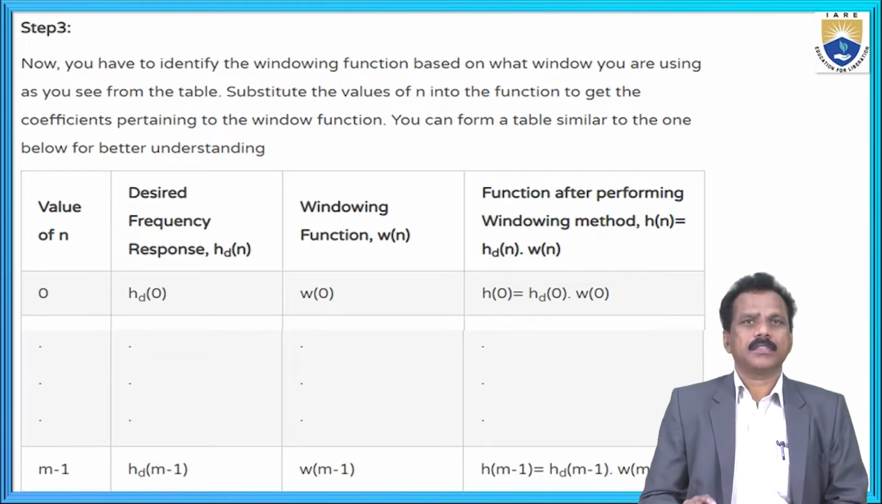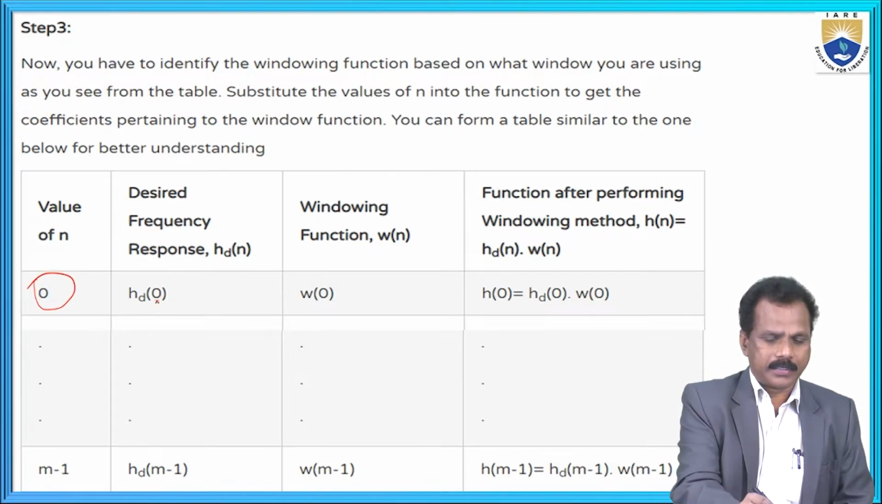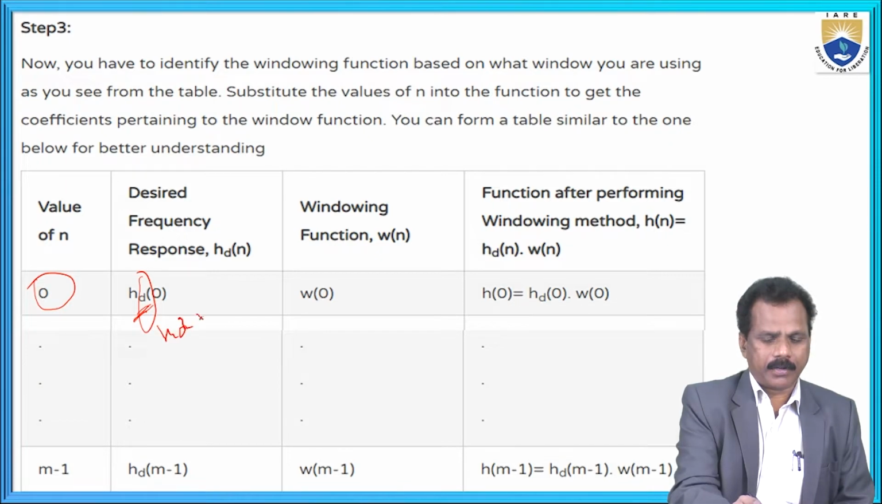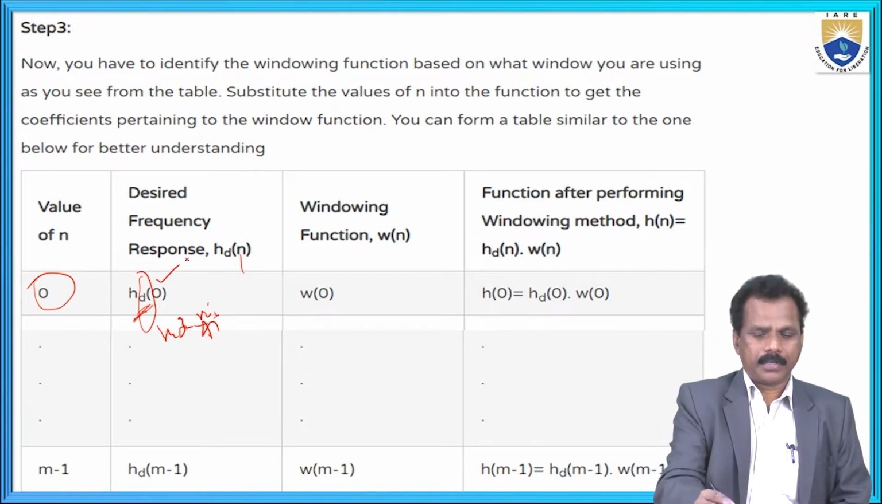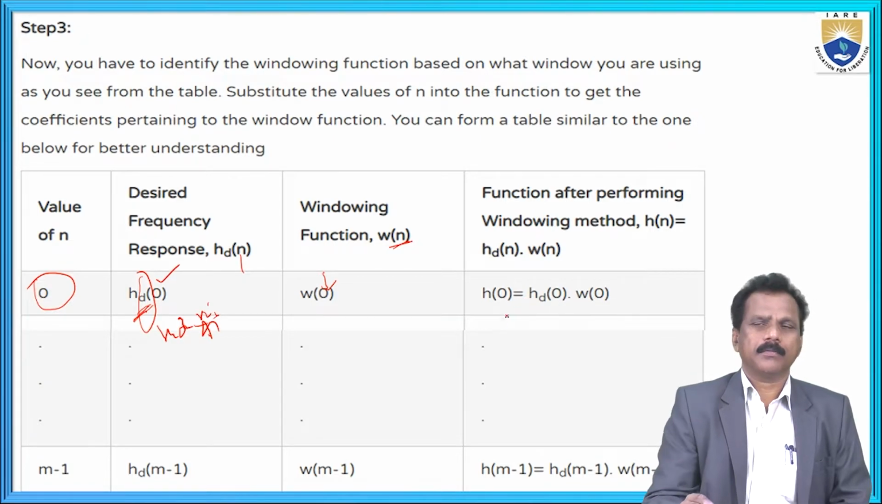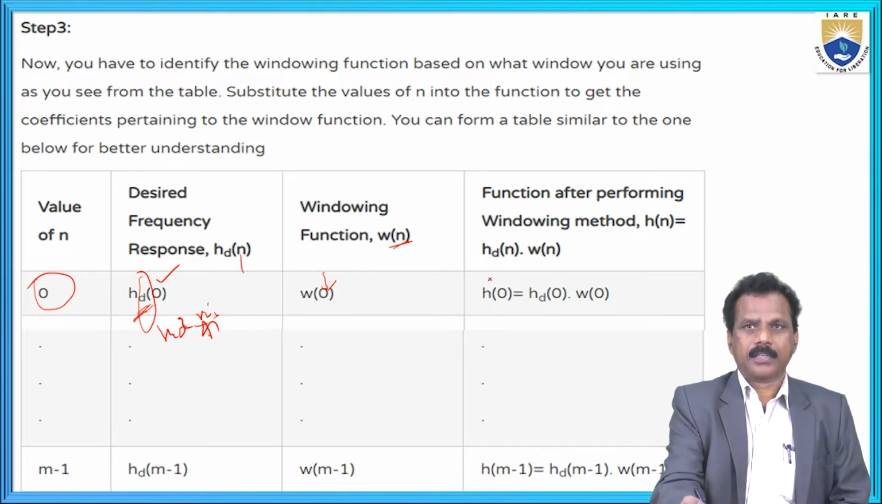So the value of n is, if n is equal to 0, the desired frequency response, that is h_d, the desired n value is substituted, where n is 0. The time windowing function is w of n, where n is substituted 0. The function after performing the windowing method is h of n equal to h_d of n into w of n. Like this, I calculate that impulse response.